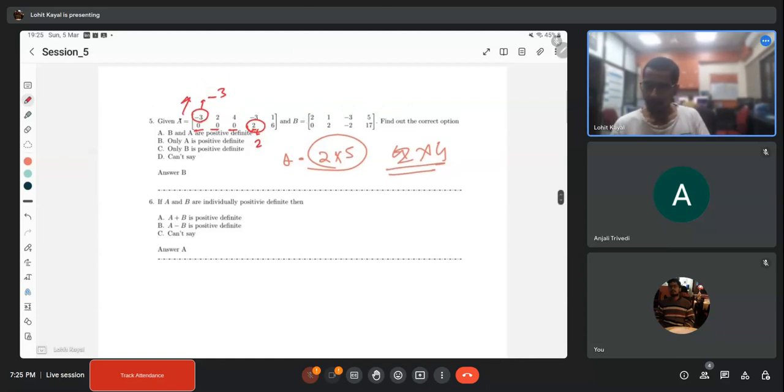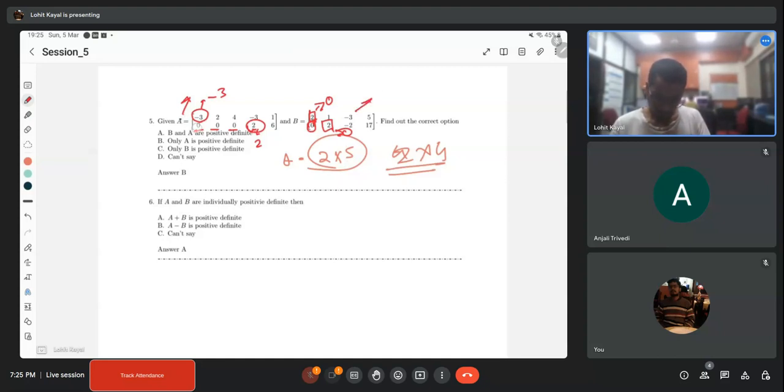But in the case of B, this is one pivot element, and it is greater than 0. This is another pivot element, because it is the first non-zero number in that row. This is greater than 0. So both of the pivot elements are greater than 0, so this is a positive definite matrix.